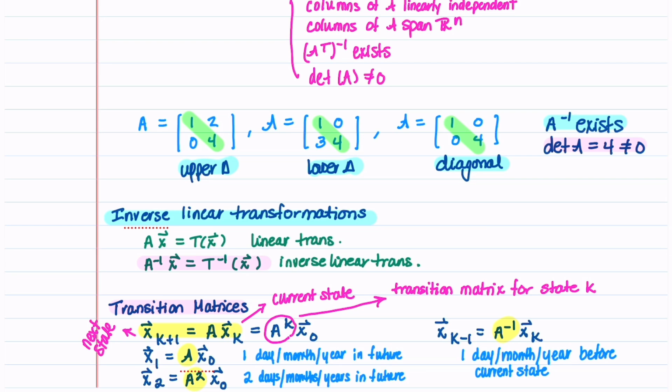We can also see that our next state can be written in terms of the original state by multiplying by the transition matrix A to the k. And that's just the transition matrix for state k. Likewise, if we have the formula x sub k minus 1 is equal to A inverse times x sub k, A inverse is our transition matrix for what we would call 1 day, month, year, whatever time period you're working with before the current state.